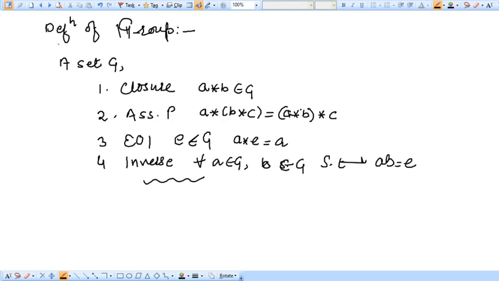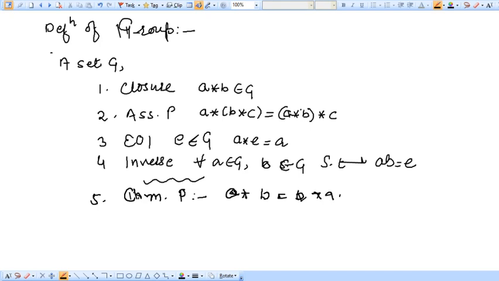So this was your commutative law, or you can say commutative property. A star B should be equal to B star A. So this was the commutative property.